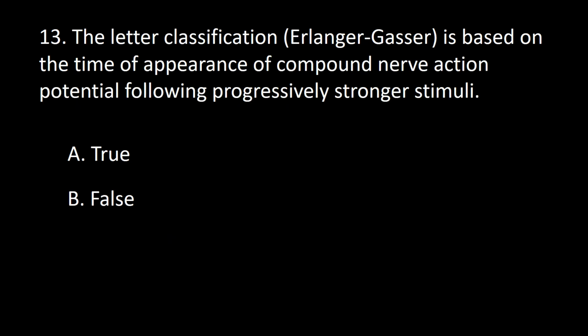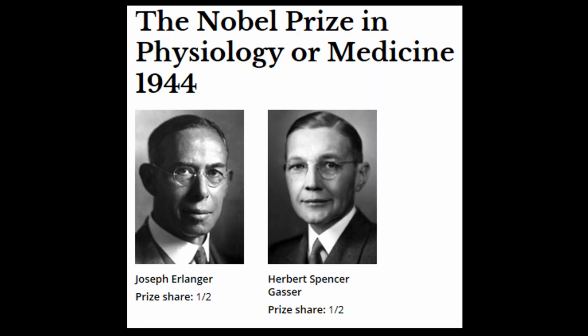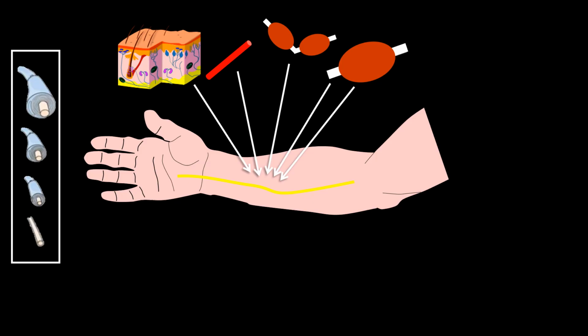Next question. The letter classification of Erlanger and Gasser is based on time of appearance of compound nerve action potentials following progressively stronger stimulus. A true, B false. The letter classification was the brainchild of these physicians. They were honored with the Nobel Prize for the discovery.